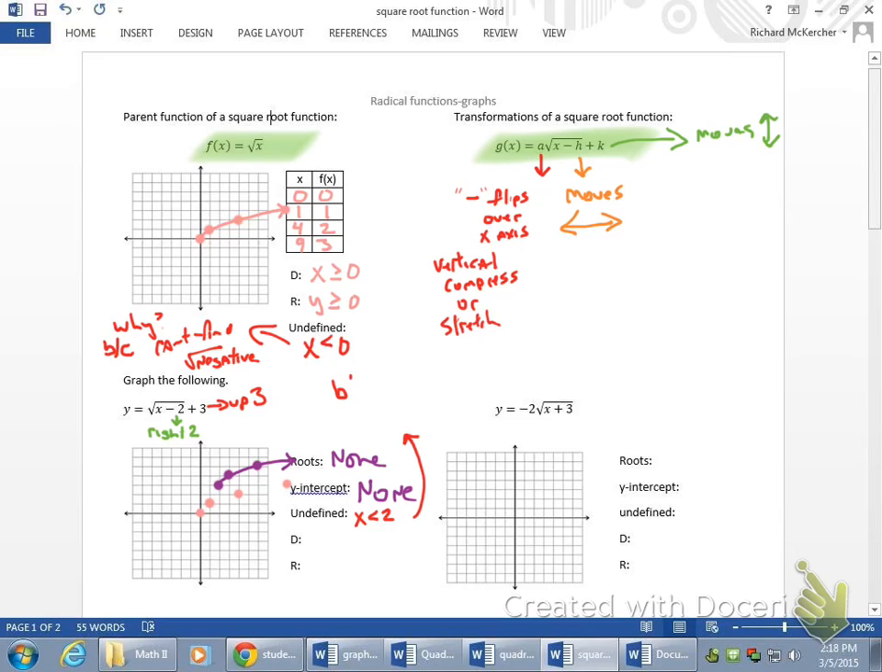It is undefined anytime x is less than 2, and here's the important reason. Remember, I can't take the square root of a negative. So why do I know it's undefined at less than 2? Well, I just take the inside of my radicand. x minus 2 is the inside of my radicand, and I know that that cannot be less than 0. So if I solve this little mini algebra 1 inequality by adding 2 to both sides, I know that x cannot be less than 2. All right. Domain and range is a little bit older.